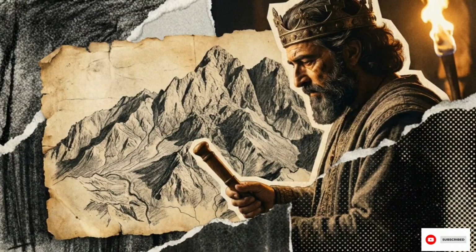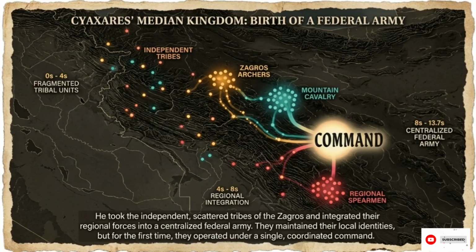King Cyaxares achieved this by fundamentally restructuring how his people fought. He took the independent, scattered tribes of the Zagros and integrated their regional forces into a centralized federal army. They maintained their local identities, but for the first time they operated under a single coordinated command.